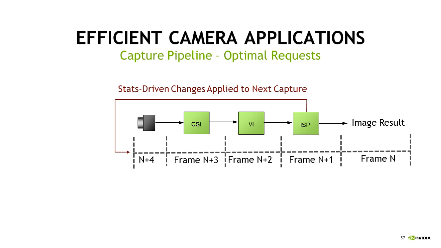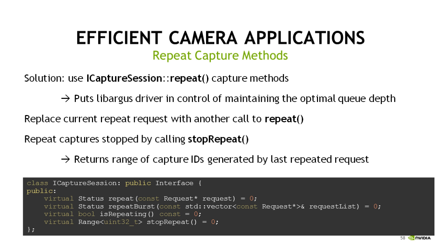So it continues to be the case that we need to saturate the capture pipeline, but at the same time, we want to prevent excessive requests in order to minimize the statistics feedback delay to ensure more responsive settings convergence. The solution to this is to use the capture session's repeat capture method. As I mentioned earlier, Argus capture sessions offer both on-demand, one-at-a-time capture requests, but also a repeat capture method which allows Argus to continually issue a given request until it is canceled.